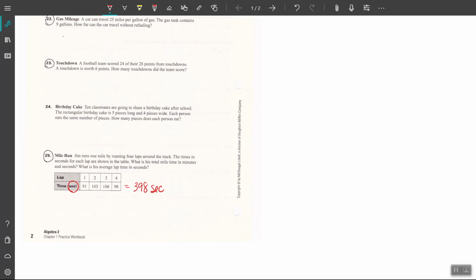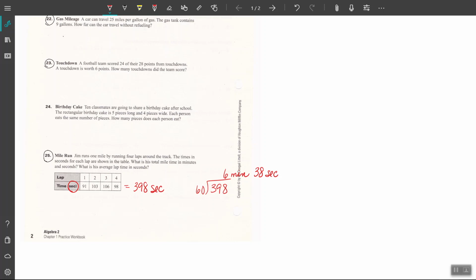The easiest way to do that is just to do some long division. And we know there's 60 seconds in a minute. So if we just do long division, 6 minutes, and we have a remainder of 38. Well, that remainder indicates the seconds left over. So there's your answer for the first one, 6 minutes, 38 seconds.